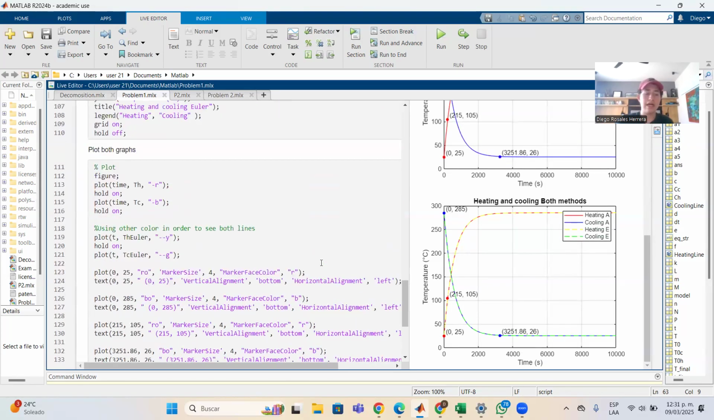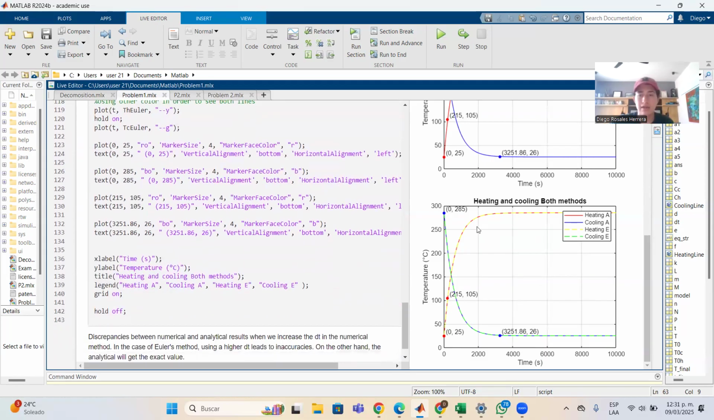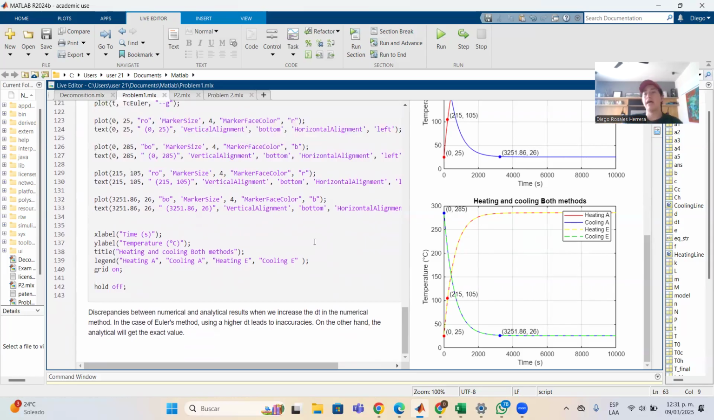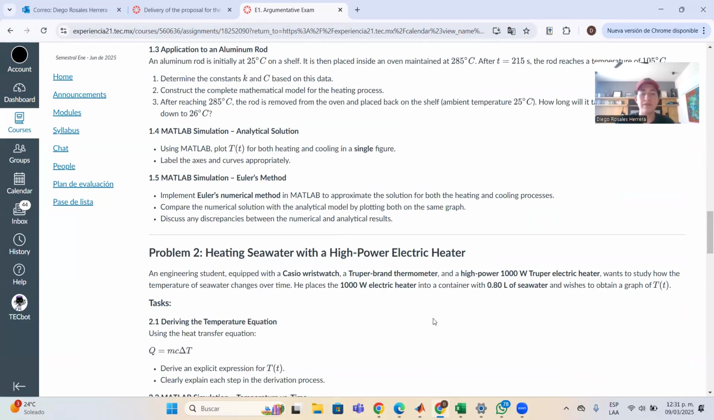Now that we're asked to show both graphs, we can see that clearly they're both practically the same. We can see them one on top of each other. It's just that the red and blue are the analytical results, and the yellow and green are Euler's method. And we're asked to show any discrepancies in the analytical and numerical results.